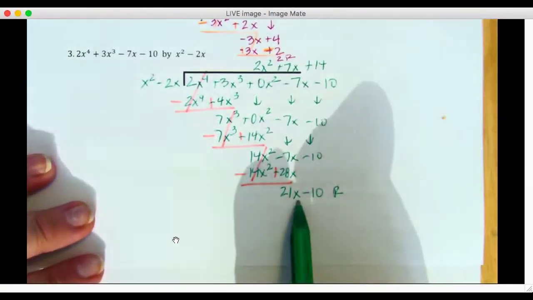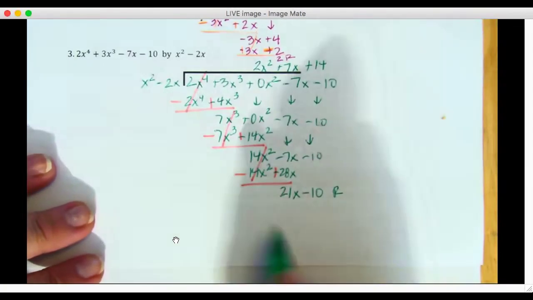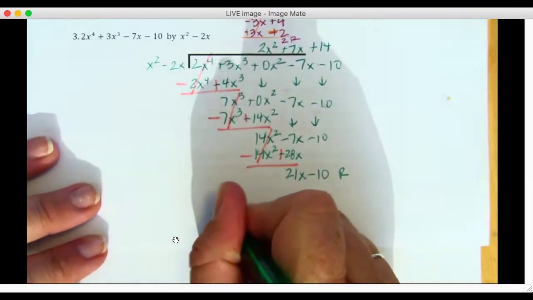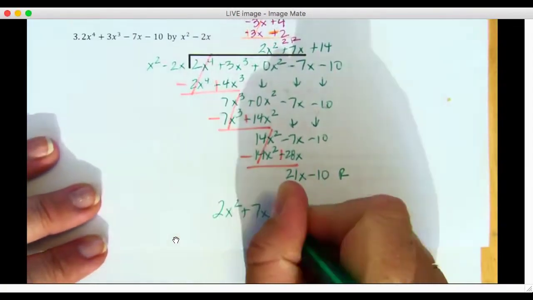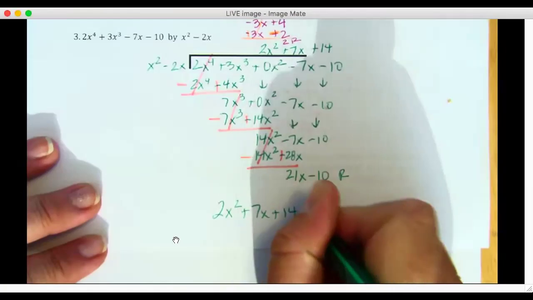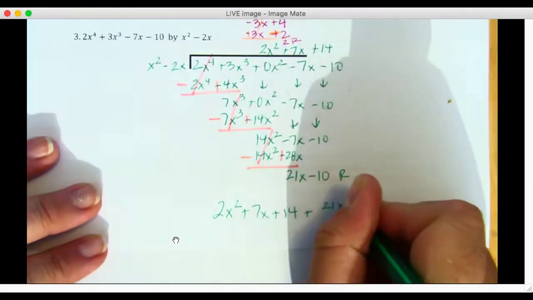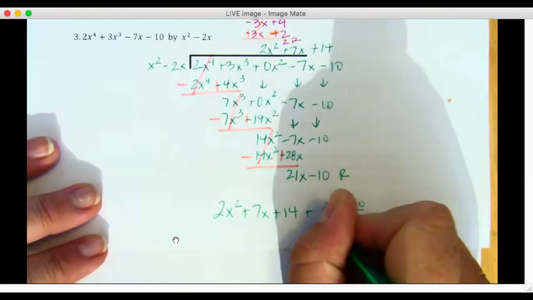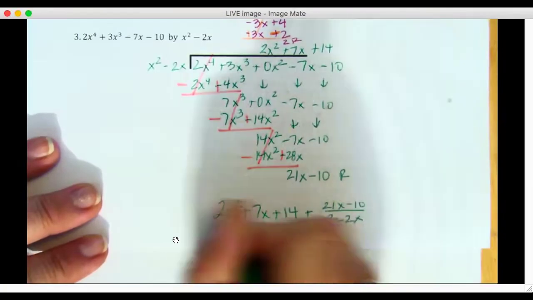Your remainder can have two terms. So my final answer then is 2x squared plus 7x plus 14 plus 21x minus 10 over x squared minus 2x.